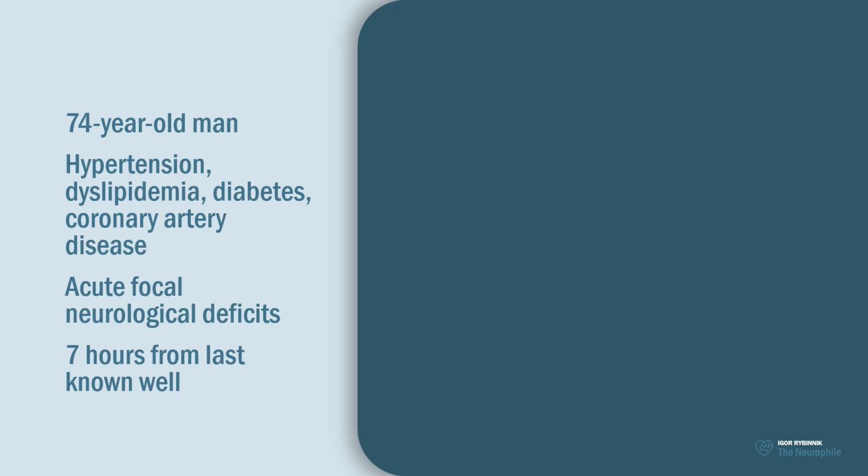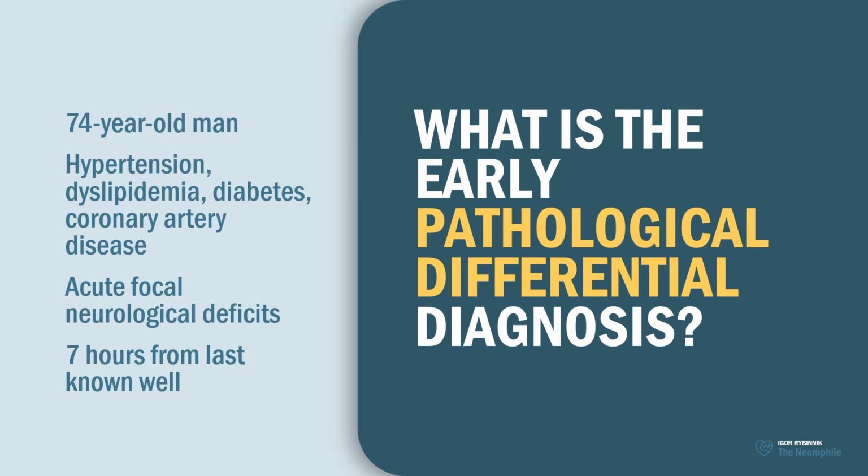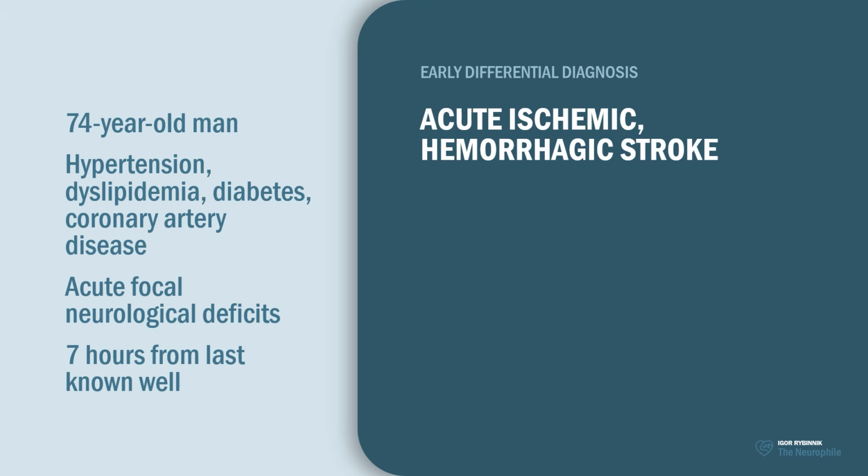In this 74-year-old man with multiple vascular risk factors who developed acute significant focal neurological deficits within the past 7 hours, what are your thoughts? By the way, focal deficits are any deficits that can be traced to a particular area in the nervous system, unlike global deficits like lethargy and confusion that may be caused by multiple areas being affected simultaneously. What is the early pathological differential diagnosis? I can just hear you saying, stroke!